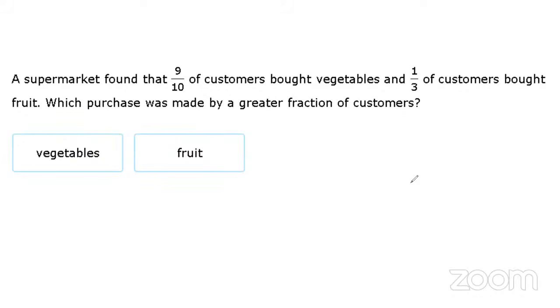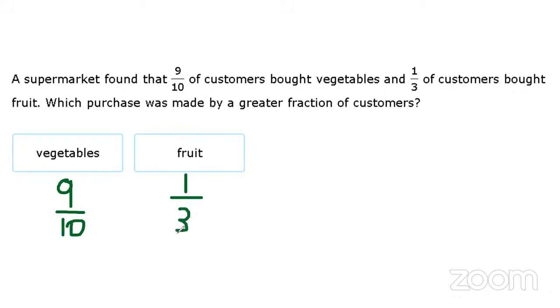All right. So the supermarket realized that 9/10 of customers bought vegetables. I'm going to go ahead and represent that. So 9/10 bought vegetables and 1/3 bought fruits.